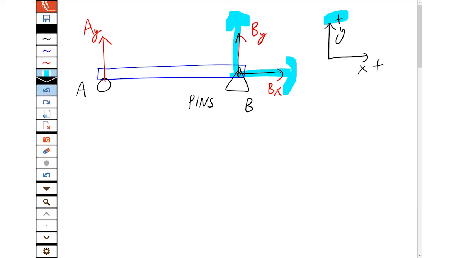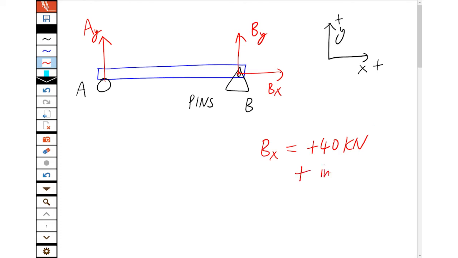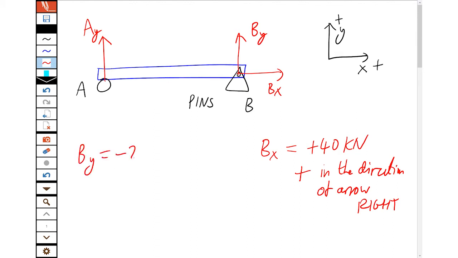If I just draw my arrows in the positive direction, then later on, I'll do all my math. And if I find the answer is positive, I'll go, okay, positive. That was in the direction of the arrow. And I know that that positive arrow was to the right. Or if I find out a component was negative, that's negative. So it's opposite to the direction of the arrow.